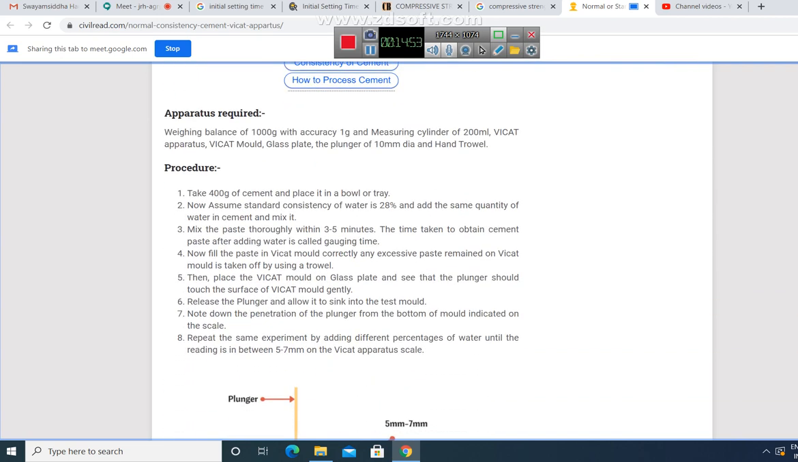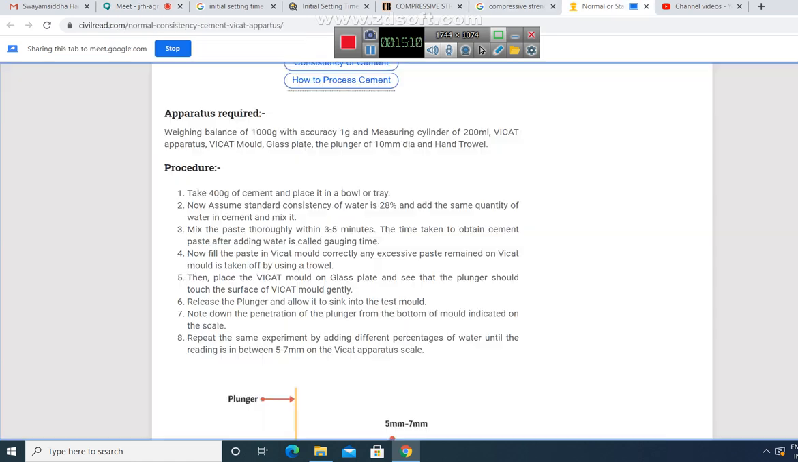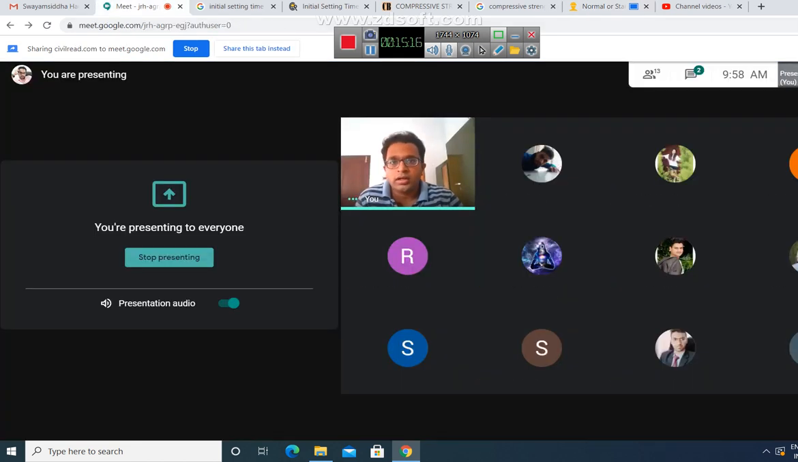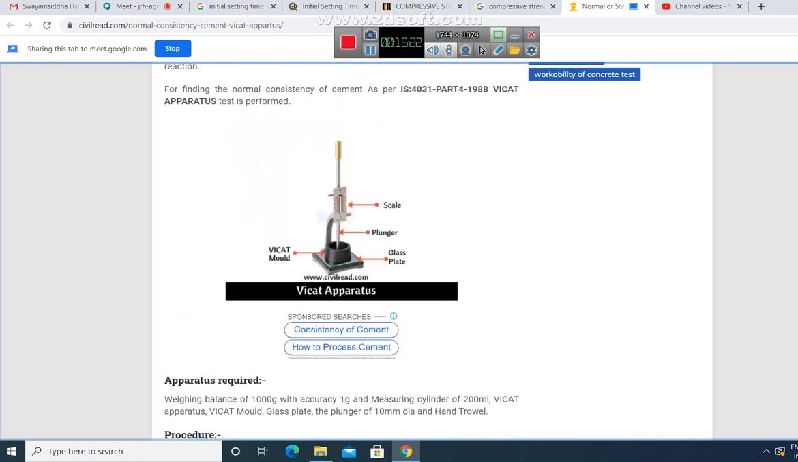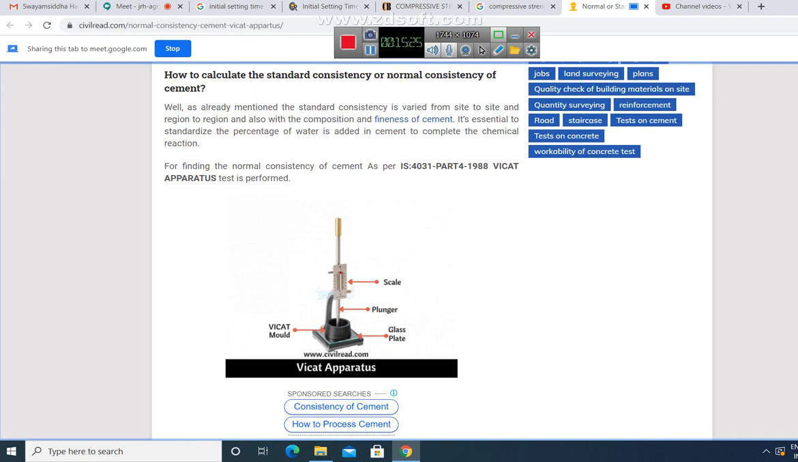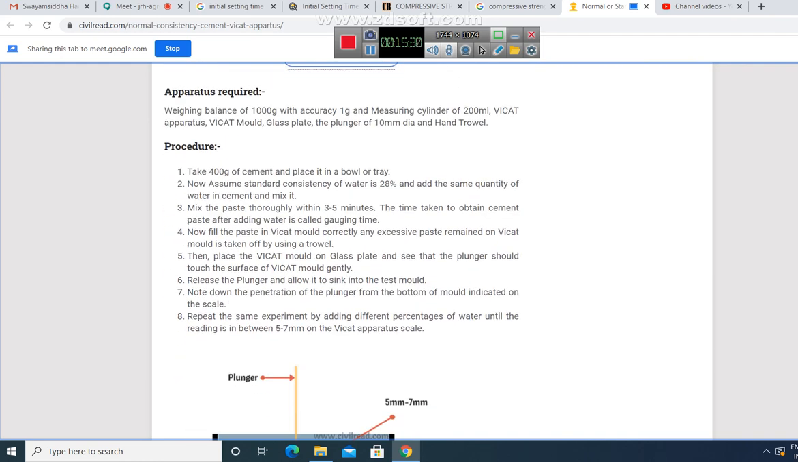Now what you are doing is releasing the plunger, and the plunger is allowed to penetrate. The plunger is allowed to touch the surface of the cement paste in the Vicat mold and it should penetrate. Once the plunger has penetrated, there is one scale attached to the plunger. I can show you that scale also. Using the scale, you just note down whether the penetration is 5 to 7 millimeter from the top of the mold.